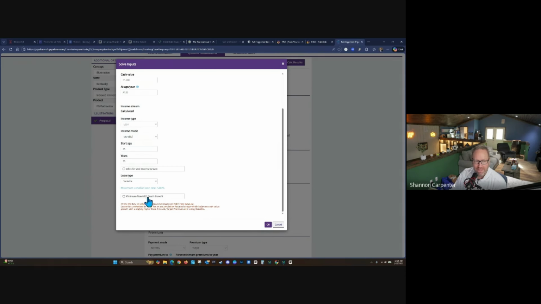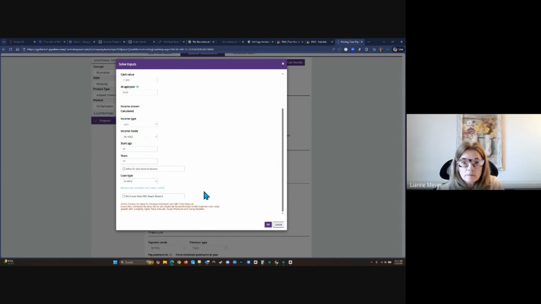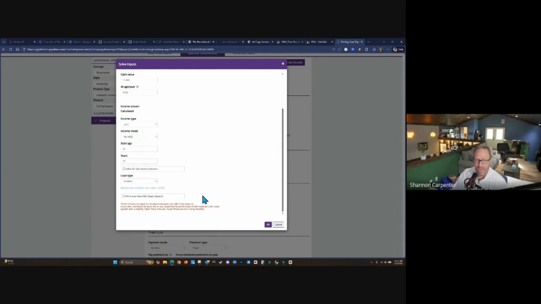Here's the minimum not met death benefit. Does anybody know what that button does? All right, somebody tell me. Makes it so that it won't MEC. It does make it so it won't MEC, but what it does is it lowers the death benefit to the absolute minimum possible. So I do not usually check that.